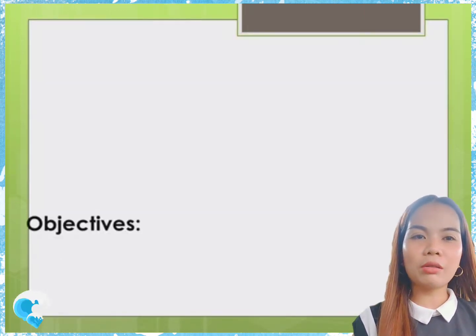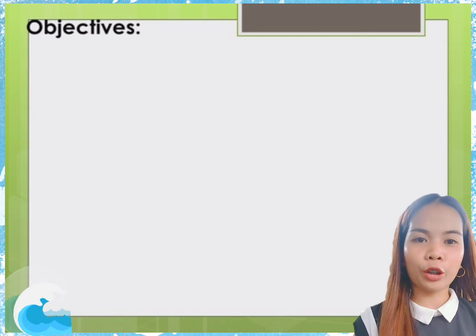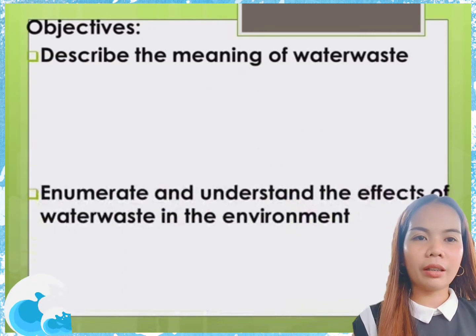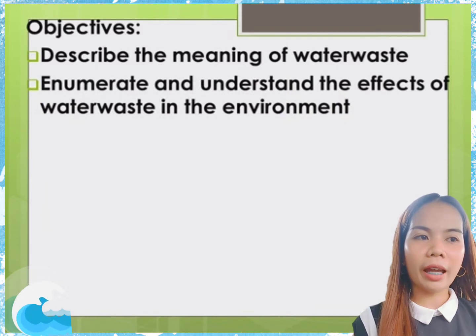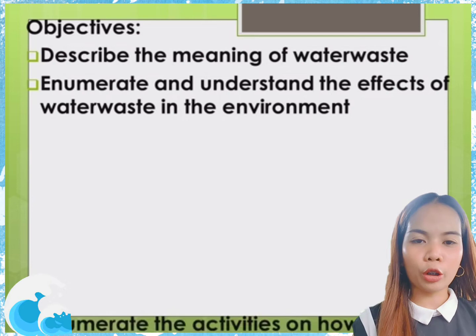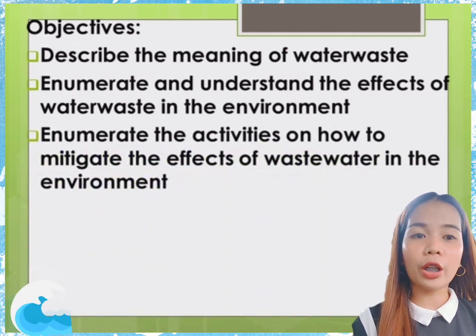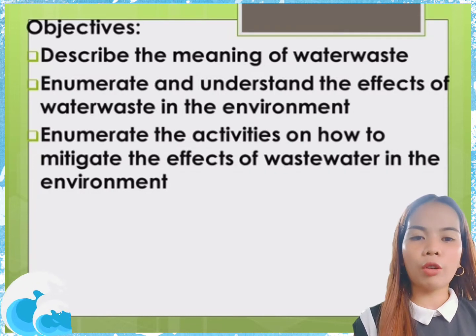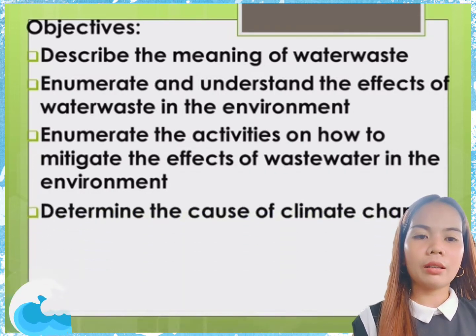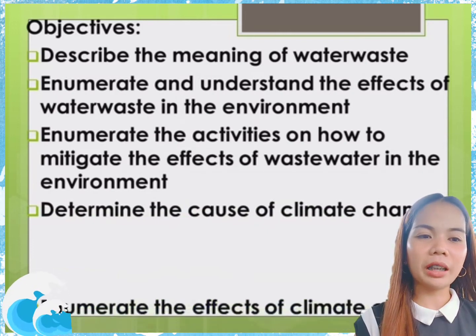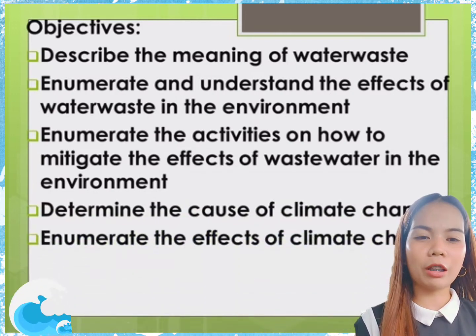So let's proceed to the objectives. First is describe the meaning of waterways. Next is enumerate and understand the effects of waterways in the environment. Third, enumerate the activities and how to mitigate the effects of wastewater in the environment. Determine the cause of climate change. Enumerate the effects of climate change.